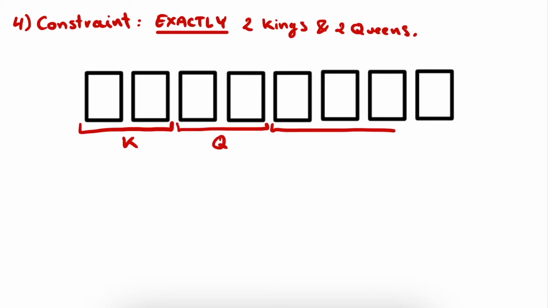And then the remaining 4 cards in this case can be whatever other card, but it cannot be a king or cannot be a queen. Because if it were a king or a queen, that would mean that our constraint would be violated, because then we would have either more than 2 kings or more than 2 queens.